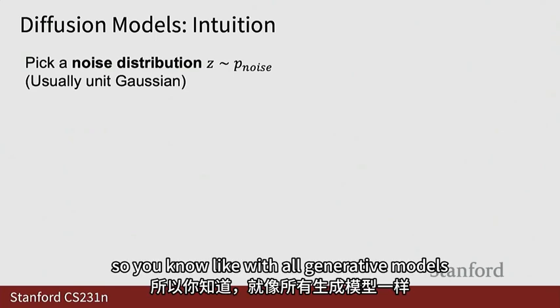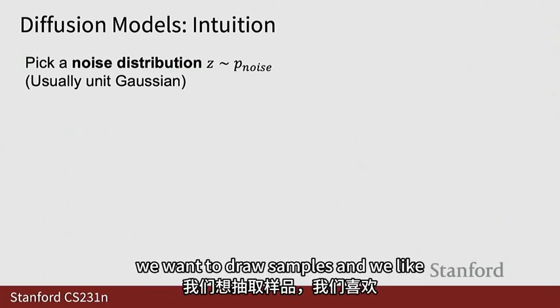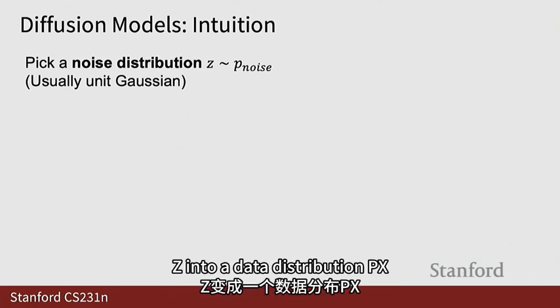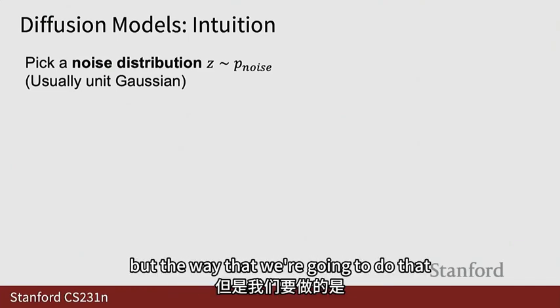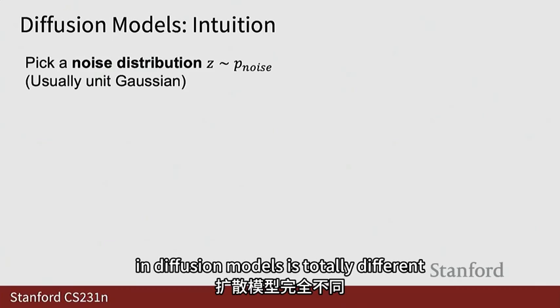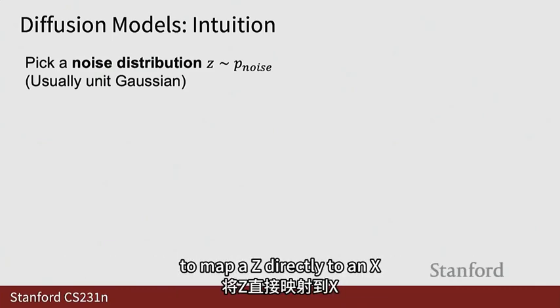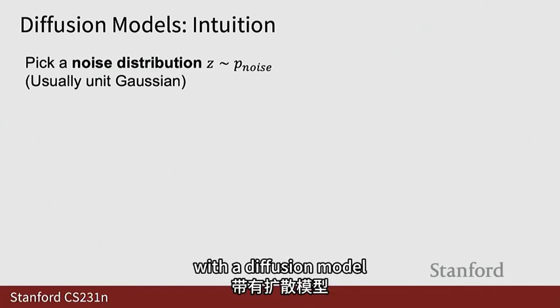Like with all generative models, we want to draw samples, and like GANs, we want to convert samples from a noise distribution Z into a data distribution P_X. But the way that we're going to do that in diffusion models is totally different. GANs learn this deterministic mapping through the generator to map a Z directly to an X. With a diffusion model, we're going to do something more implicit, more indirect.